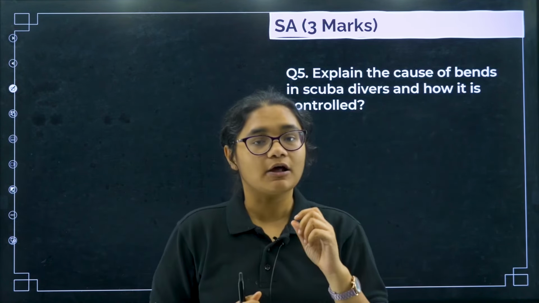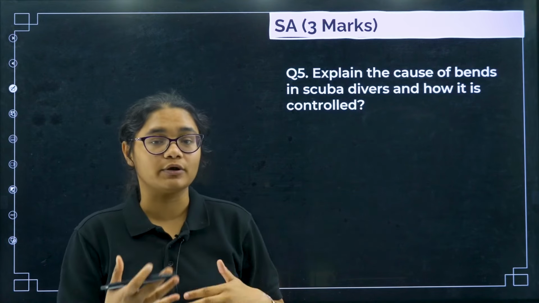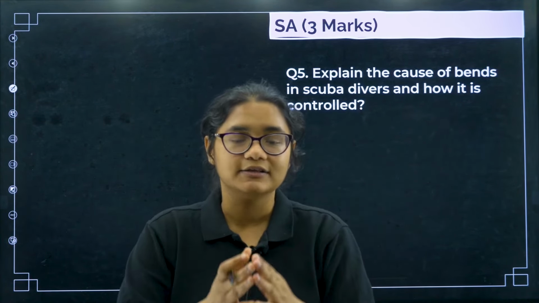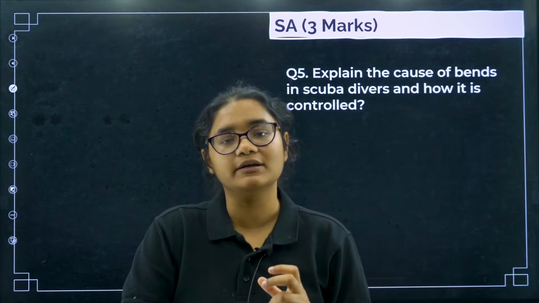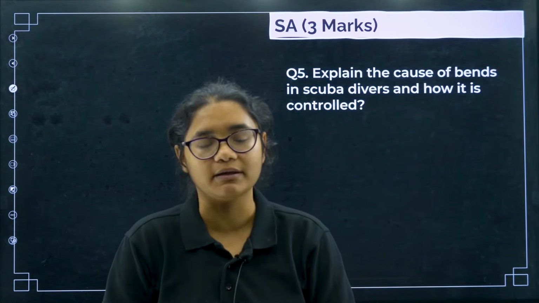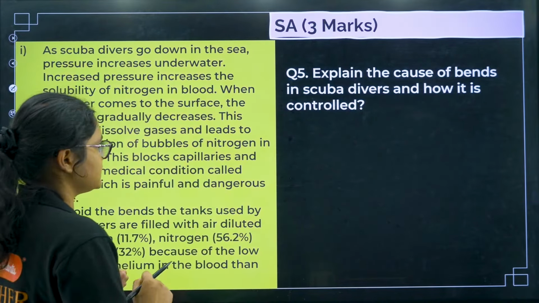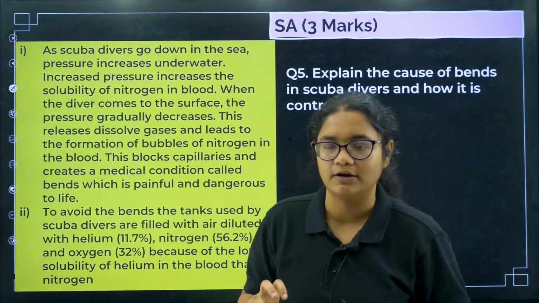How does it help? Just now we saw that helium is less soluble than N2, right? So a smaller amount of helium will go to the blood, and if less is soluble, less will come out, so that problem can be avoided. I have given a little big answer, but to explain it properly you can write it down in this form.